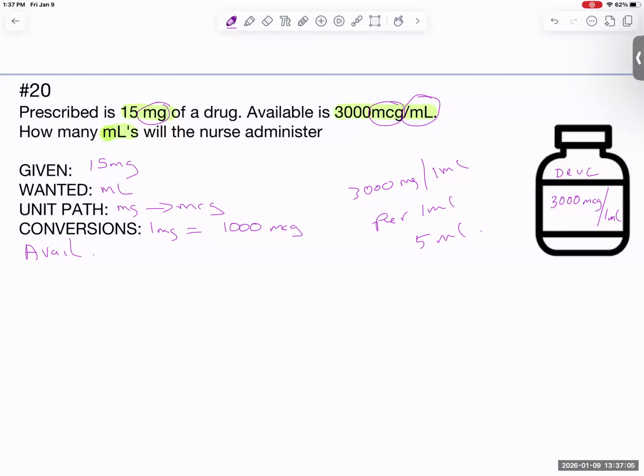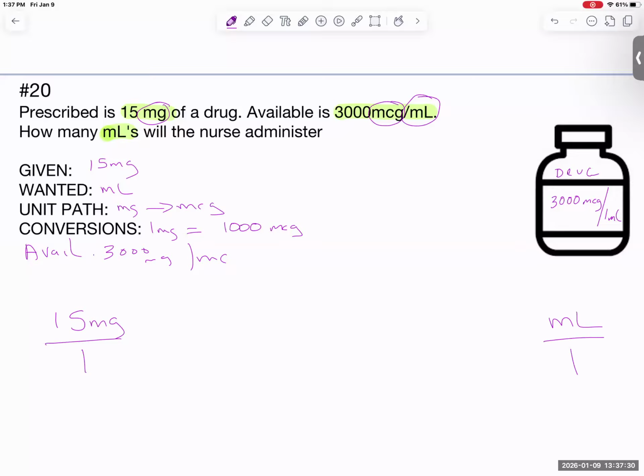So this could be injectable. It could be an oral liquid. We don't know the drug. I don't put the names of the drugs because you're not required to know the names of the drugs, but this is what you would see. This is what it means by available. This is what's handed to you. So available is 3,000 micrograms per milliliter. All right, let's start it. We start with our given. The doctor ordered 15 milligrams over 1. I need to solve for milliliters over 1.